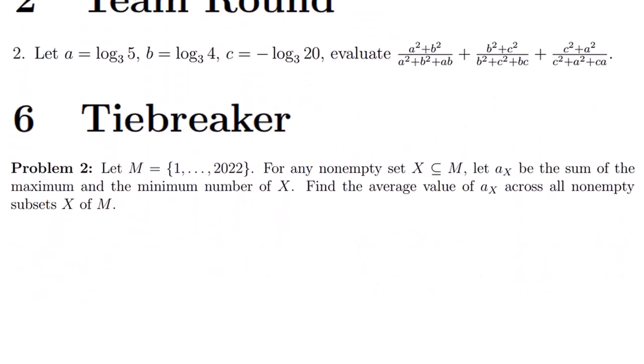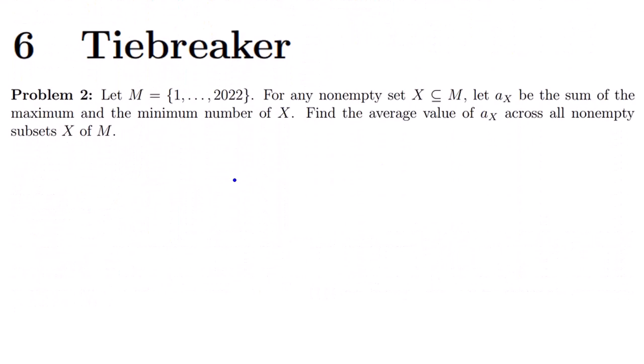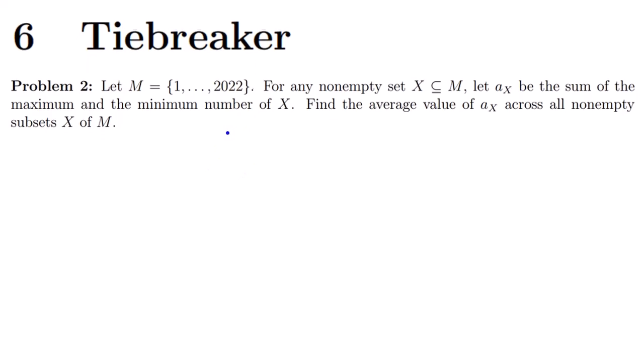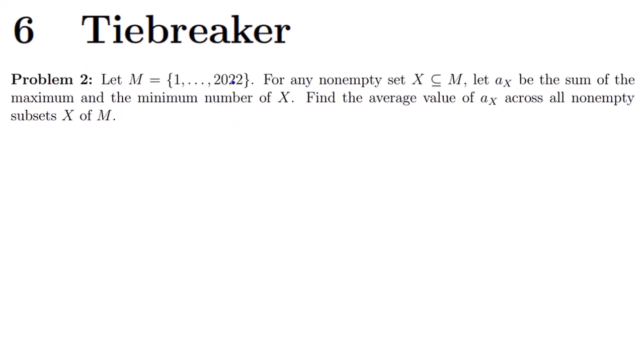Now let's try this problem. Okay, so it says let M equal the set 1 to 2022. For any non-empty subset X of M, let AX be the sum of the maximum and the minimum number of X. Find the average value of AX across all non-empty subsets X of M. Okay, so try this problem first on your own.